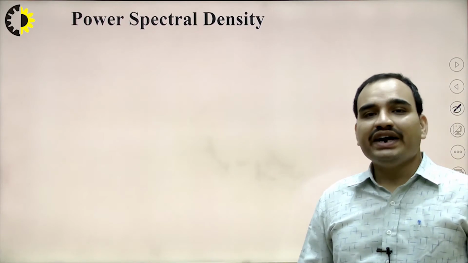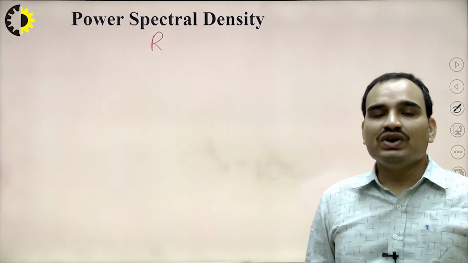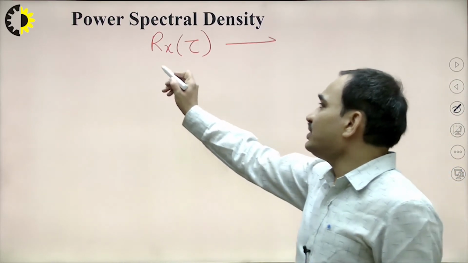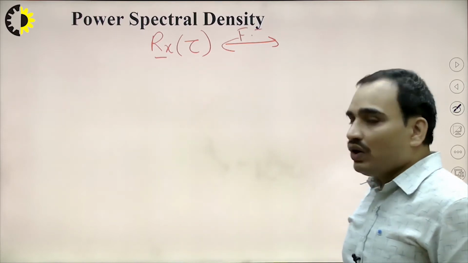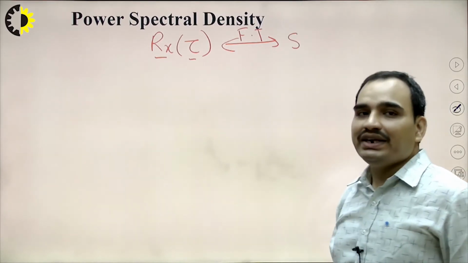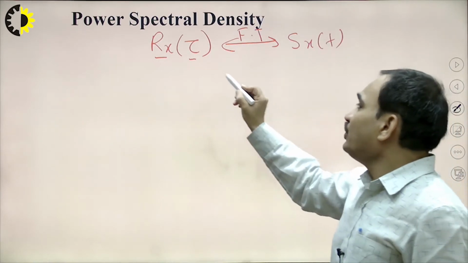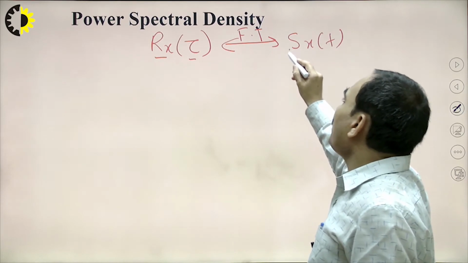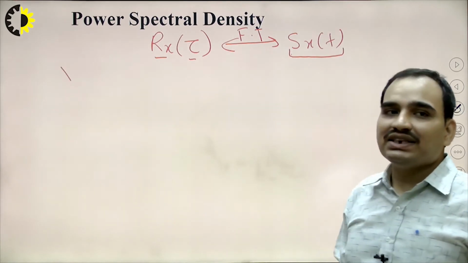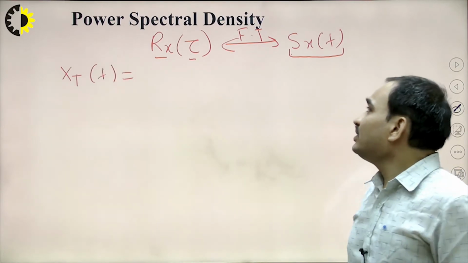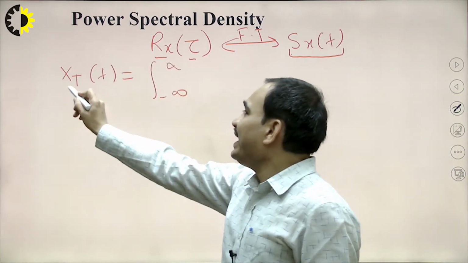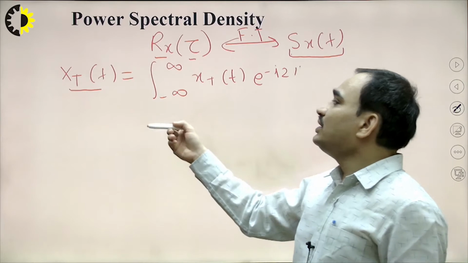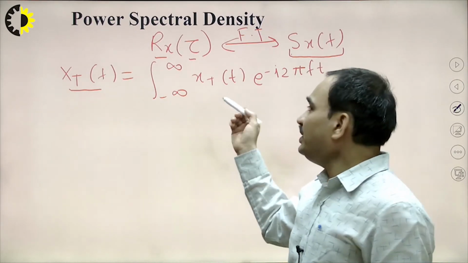So let's derive the Wiener-Khinchin theorem. According to the Wiener-Khinchin theorem, the autocorrelation function R_x(tau), because we need the time delay, if you take the Fourier transform of the autocorrelation function, it equals the power spectral density, that is S_X(f). So let's define the Fourier transform of the signal X_T(f).